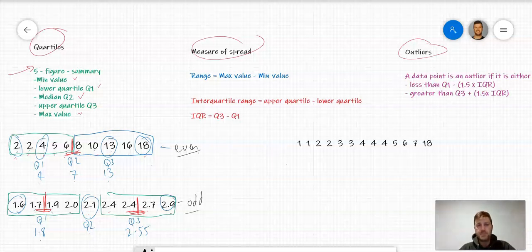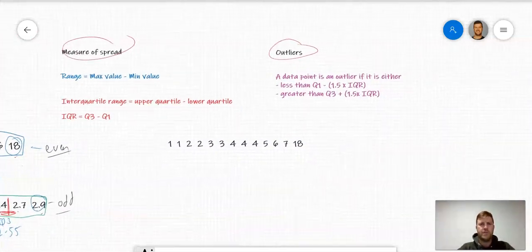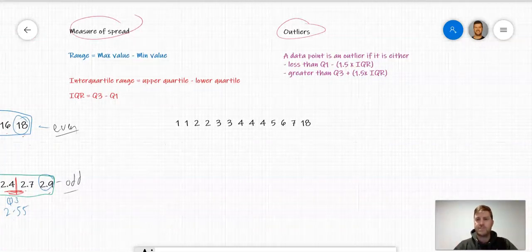Okay, next thing we're going to do is look at measures of spread, and in particular, we're going to look at two ways of measuring the spread of data, or how spread out data is.